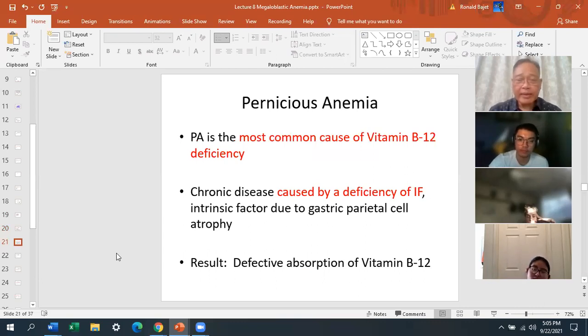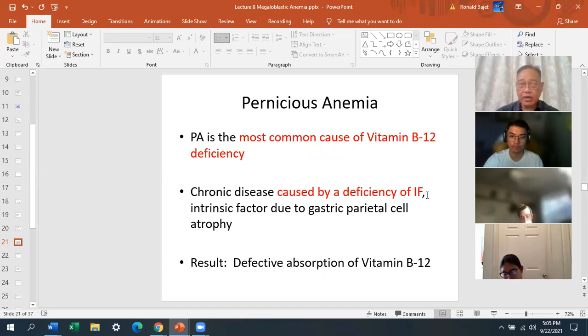For pernicious anemia, that's the most common cause of vitamin B12 deficiency. It's a chronic disease caused by a deficiency of the intrinsic factor. So where does the intrinsic factor come from? It comes from the stomach. So if you have a problem with your stomach, you're not producing intrinsic factor, you're going to be vitamin B12 deficient. Therefore, that's going to cause pernicious anemia.